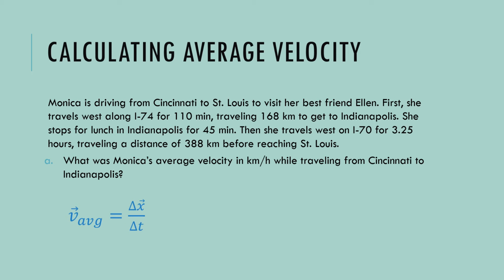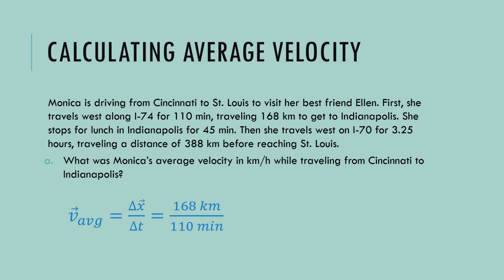In our first question, we're looking for Monica's average velocity. It specifies that we want it in kilometers per hour, and it's only while traveling from Cincinnati to Indianapolis. Every time we're doing a calculation, we always want to start by writing out our basic equation. This basic equation, in this case, being the average velocity is the displacement over time. Then we want to include our work for plugging in numbers: 168 kilometers from Cincinnati to Indianapolis, and 110 minutes.